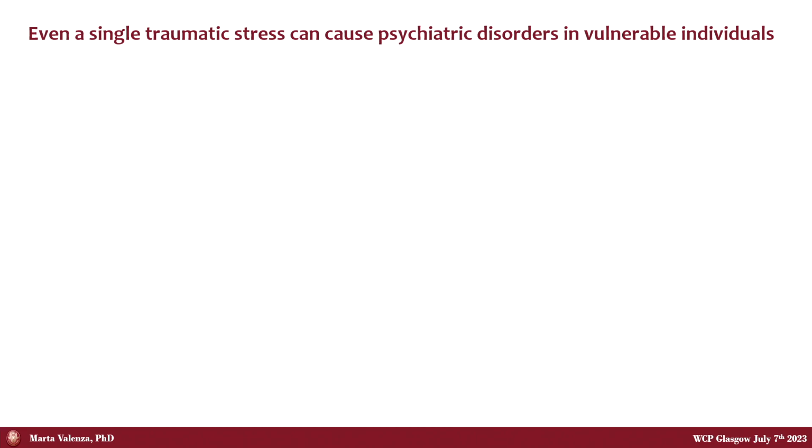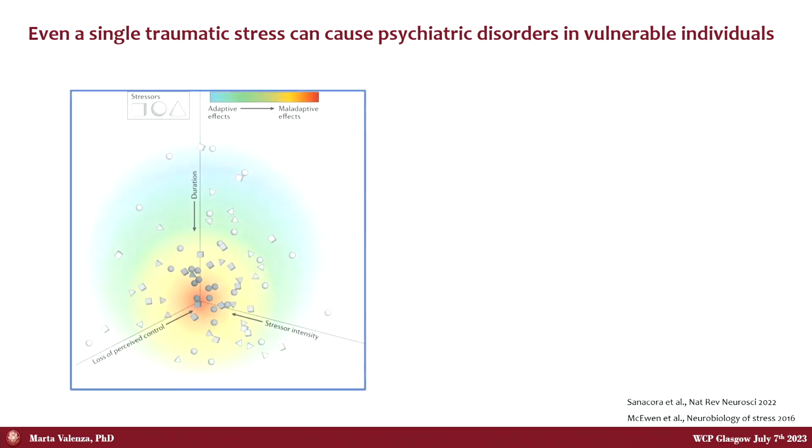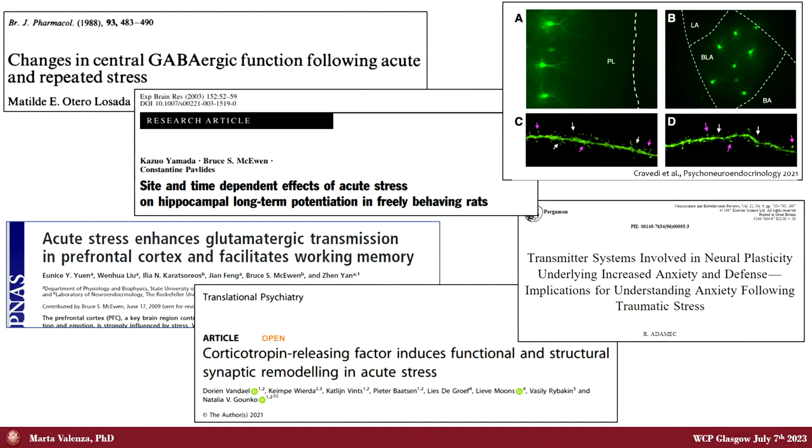So we all know that stress is important for adjusting to environmental changes. So it is good. But even a single traumatic event can lead a vulnerable subject to develop psychiatric disorders. And it's not only the nature of the stress, but also the characteristics of the subject involved, its genetic background, education, and so on. The consequences of chronic stress have been studied more than those of acute stress, showing alterations at the level of neuronal circuits.